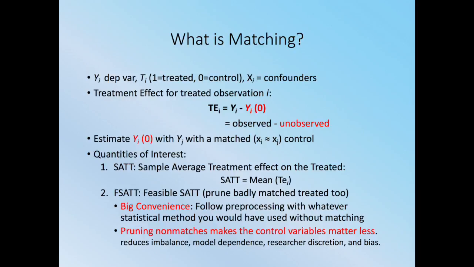So the thing about this is that the first one is the unobserved, the second one is the observed, right? So the treatment effect is the causal effect for that person: the observed value minus the value that would have been the case if the treatment had not been applied to that person. Obviously that's not observed because it's a treated unit. So what does the matching do? It estimates the unobserved thing with another observation that's very much like the observation that we're studying.